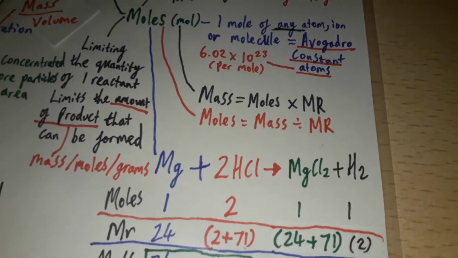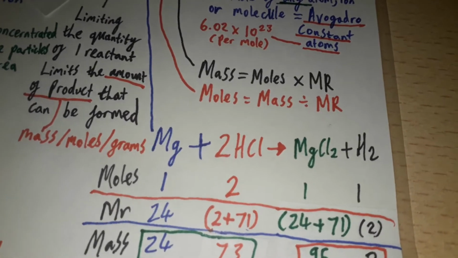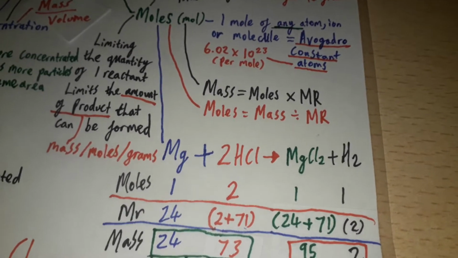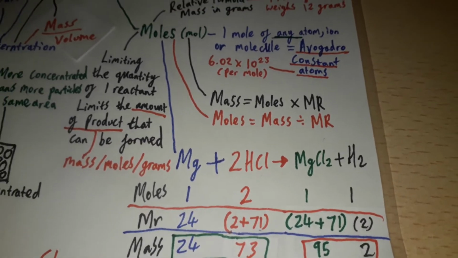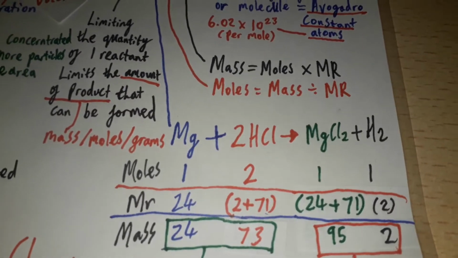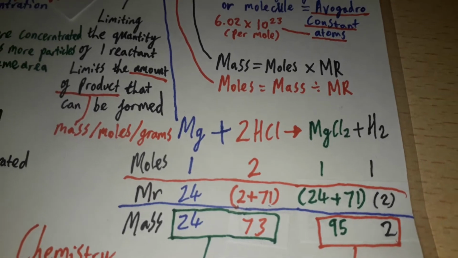We only count the big numbers for the moles. That all plays a big part later. And then we find out what the MR is. So that's all the ARs added together. So of course we've got 24 there because magnesium's AR is 24.